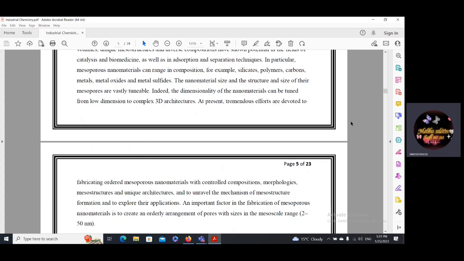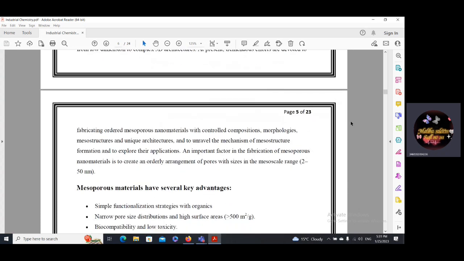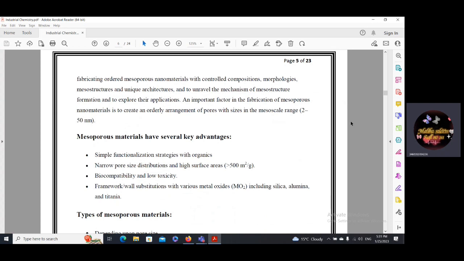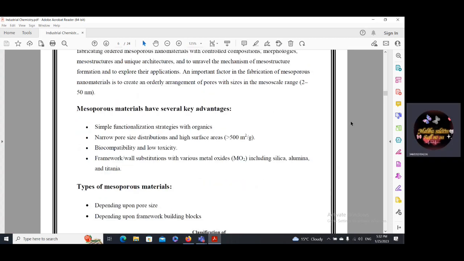At present, tremendous efforts are devoted to fabricating ordered mesoporous materials with controlled compositions, morphologies, and unique architectures, and to unravel the mechanism of mesostructure formation and to explore their applications. Mesostructures range from 2 to 50 nm. Mesoparticles have several key advantages.